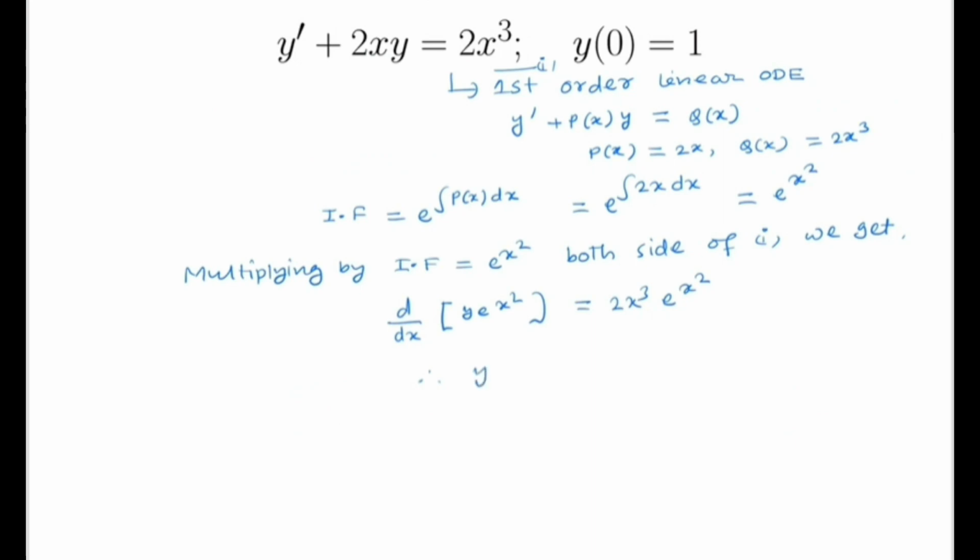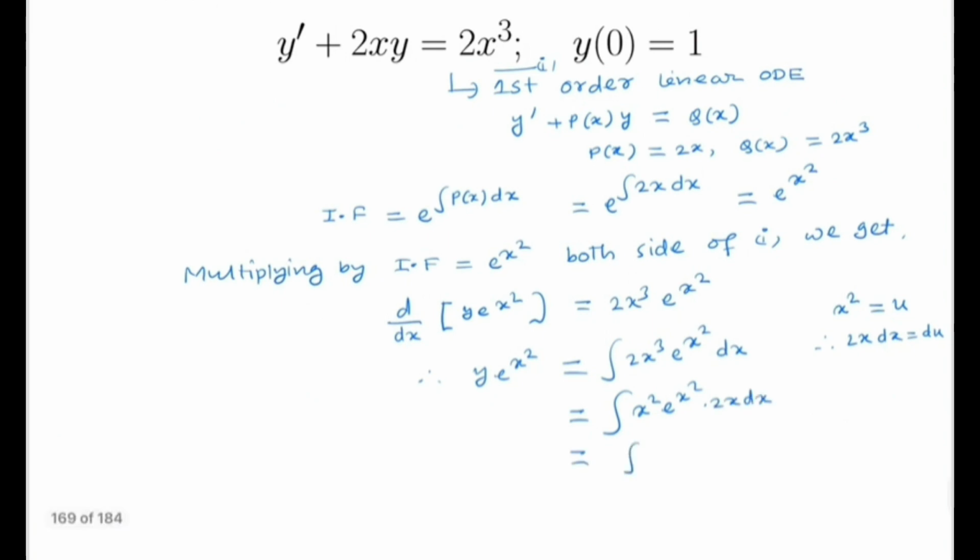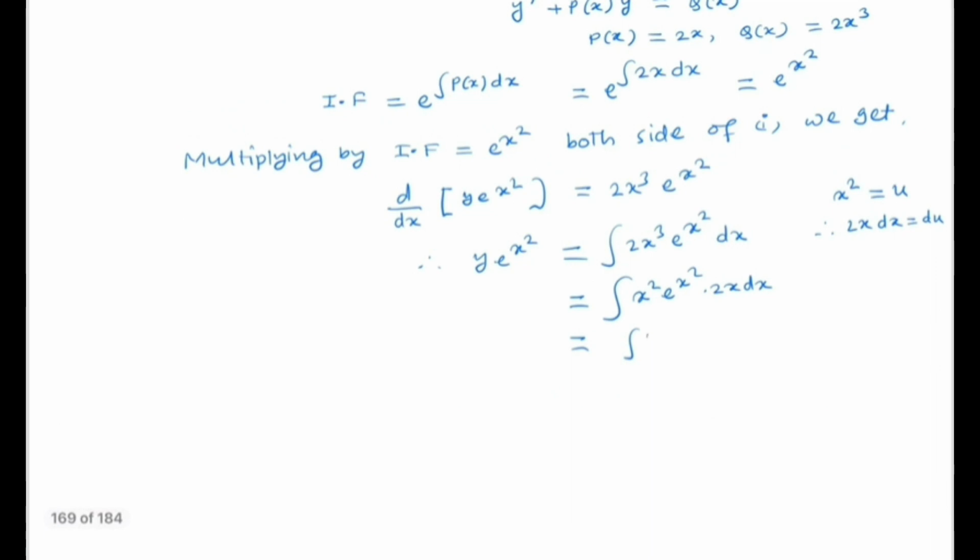So y e power x square is nothing but the integral of 2x cube e power x square dx. Now let x square is equal to u. So we have 2x dx is equal to du. So this integral we can write as the integral of x square e power x square times 2x dx. So it is the integral of u e power u du.